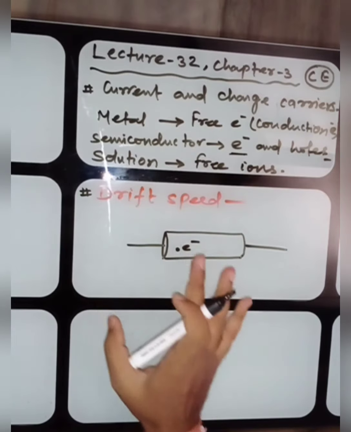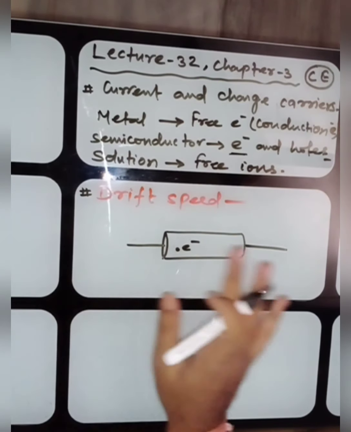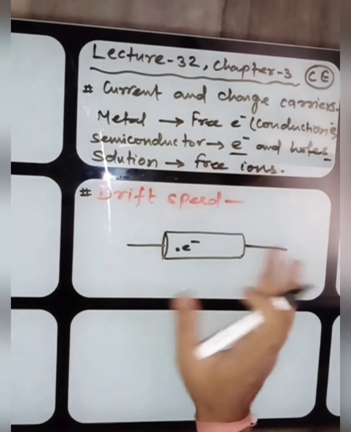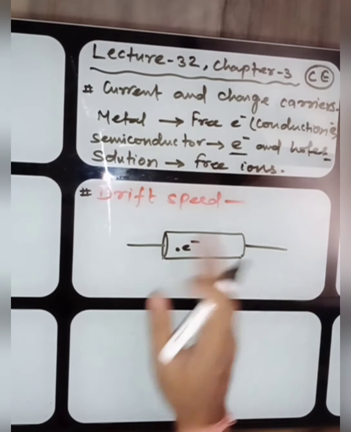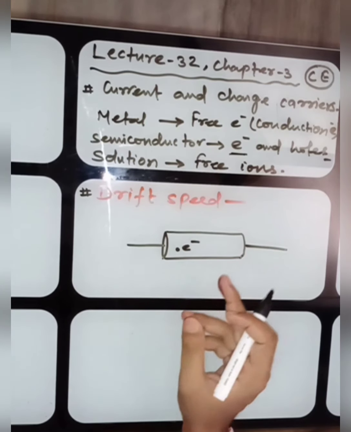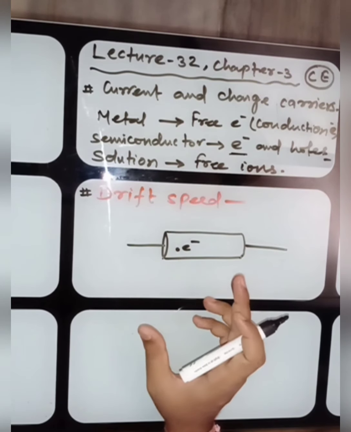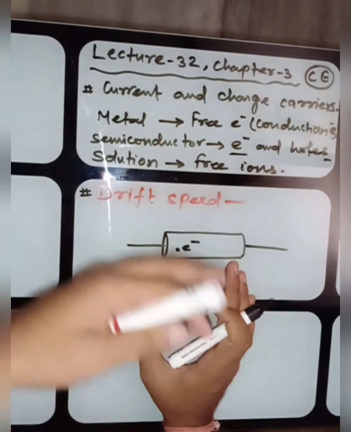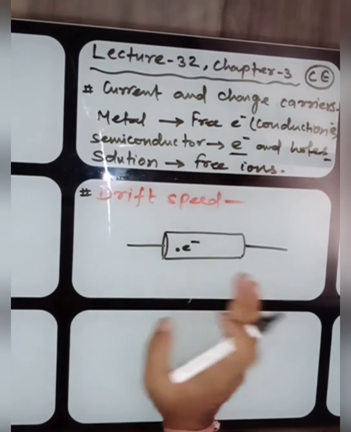If there is no electric field, what will happen? Electrons will move here and there randomly, with their own speed. And who is responsible for their motion? The energy is thermal agitation. Due to thermal agitation, they move randomly here and there inside the conductor.